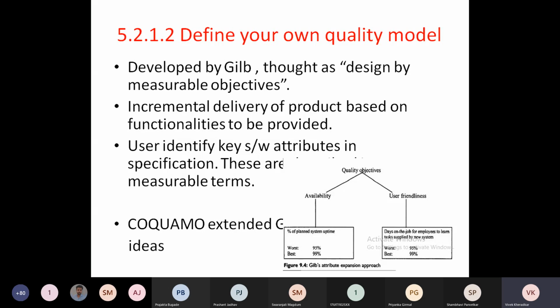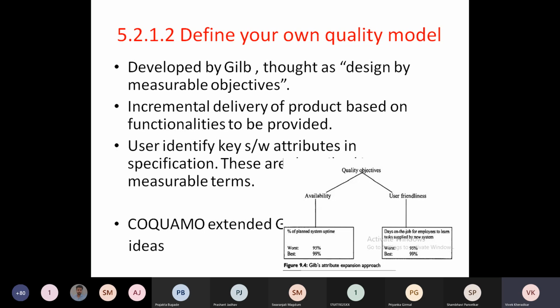Once you identify the key functionality, you have to check whether it is measurable or not. Once you identify the measurable objectives that we want to meet, you have to set that quality objective. So this is the first step. You have to identify the key attributes of your specification which are measurable, and those are called quality objectives. Then, based on that, you identify the attributes on which this quality objective depends. That is a decomposition approach, and by that attribute you measure it directly.